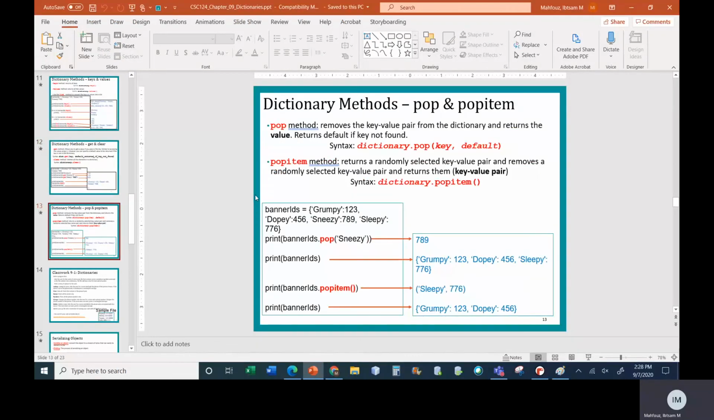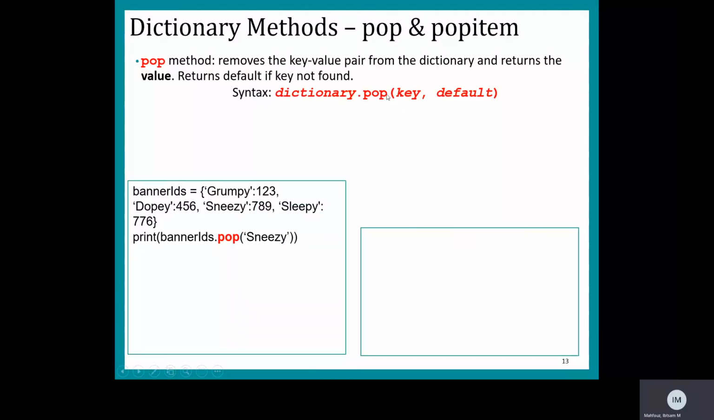Just like the list had pop. Sorry, lists didn't have pop item, it just had pop. Dictionaries also have a pop. Let's see how it works. So here, what you want to do is you want to pop something. You want to pop a key.